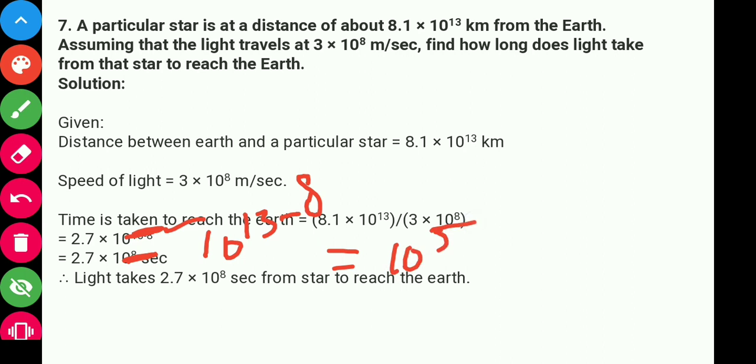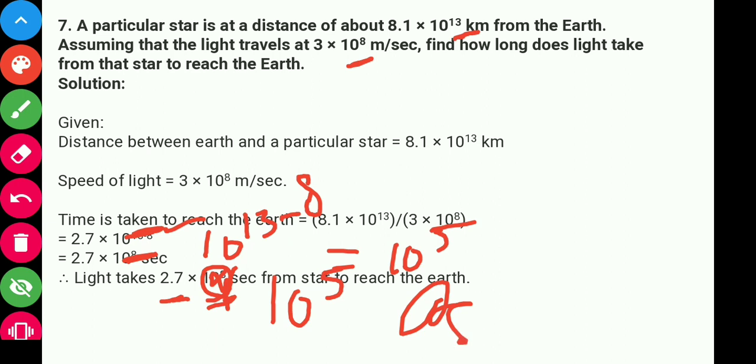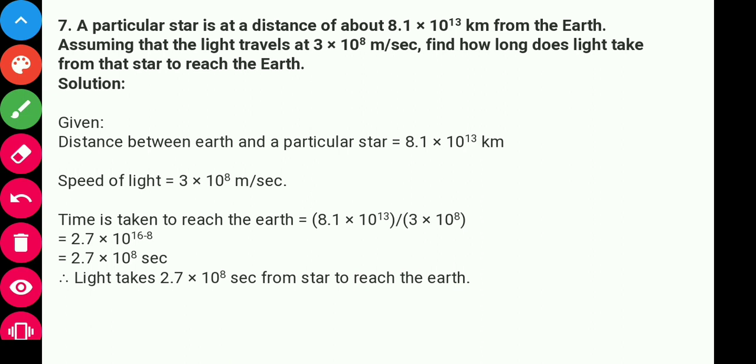Okay, so the time taken is equal to 2.7 into 10 to the power 5 seconds. Because here 13 is given and here 8 is given, so it will be 5. So correct it: you have to write 2.7 into 10 to the power 5. Understand? This is the answer. So students, 2 questions of the exercise remain, and if you have a doubt, you can ask in the live class. Okay, so thank you for attending the class.